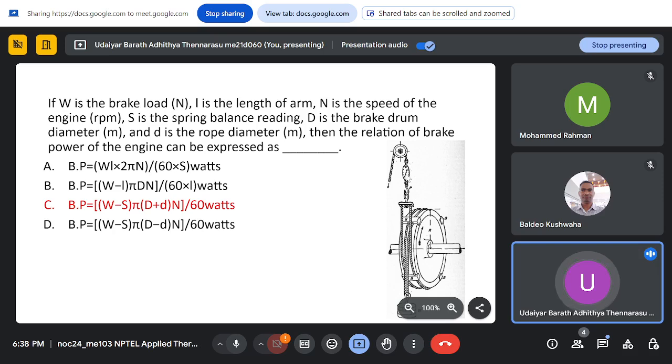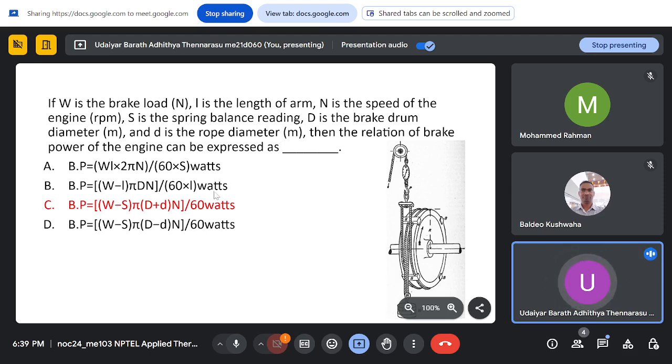The spring balance will show you some reading, and you have some W. If you balance it at the top, the tension reading will be the spring reading. So the net force acting on the wheel will be W minus S, into the radius, which will be the wheel diameter plus the rope diameter, divided by 2, into the angular velocity, which is 2 pi N by 60. N is the speed of the engine.